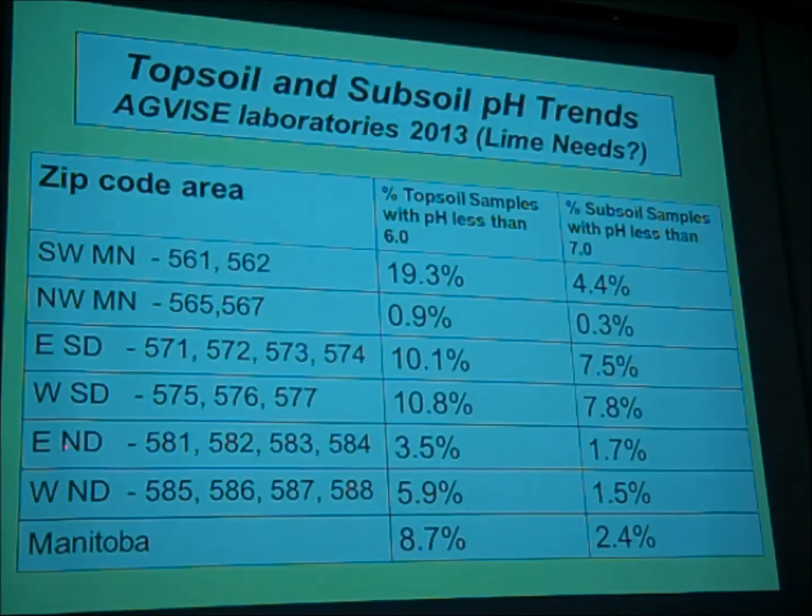And so in eastern North Dakota, 3.5% of the samples would have a soil pH less than 6 that may require lime. And of that percentage, only 1.7% actually have a subsoil pH less than 7, meaning most of them don't need lime. But without that test, we just wouldn't know that. So you're going to see more pieces of information like that on your soil test. You'll see that subsoil pH now going forward.